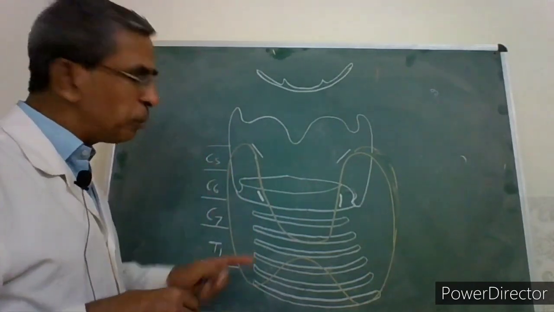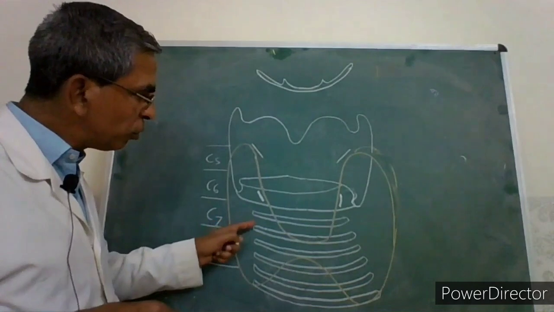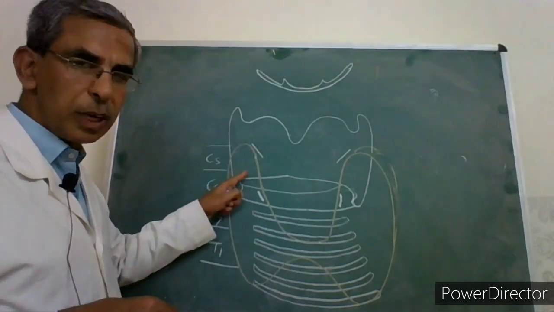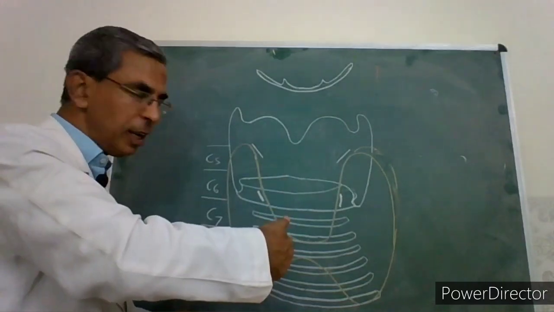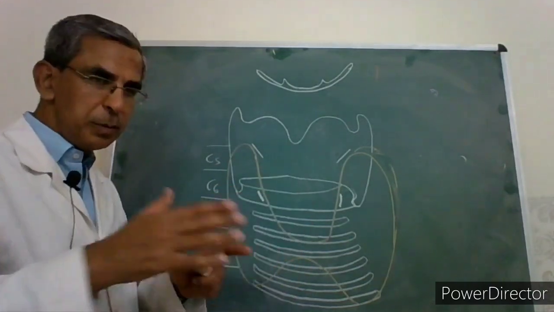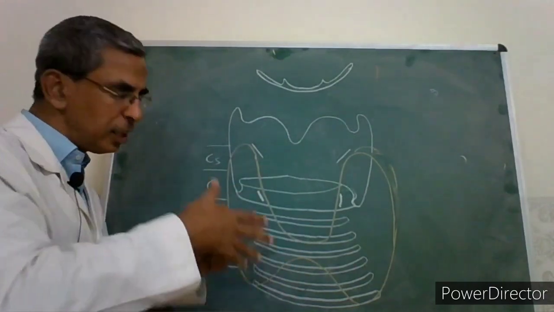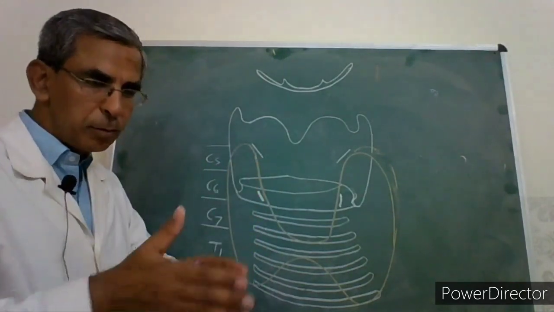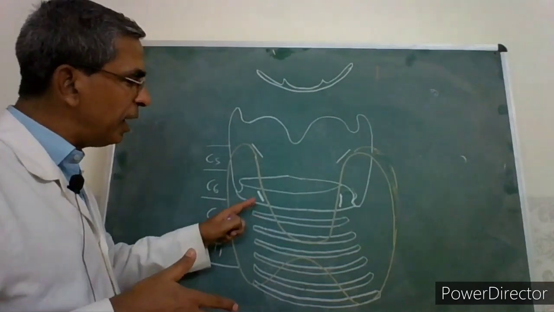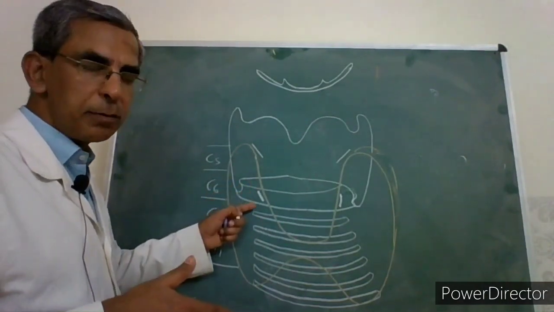Then the venous plexus is not present between the false capsule and the true capsule. It is present deep to the true capsule here. This is the difference between the prostate gland and the thyroid gland. In the prostate gland, the venous plexus is present between the true capsule and the false capsule, while in the thyroid gland, it is present deep to the true capsule.